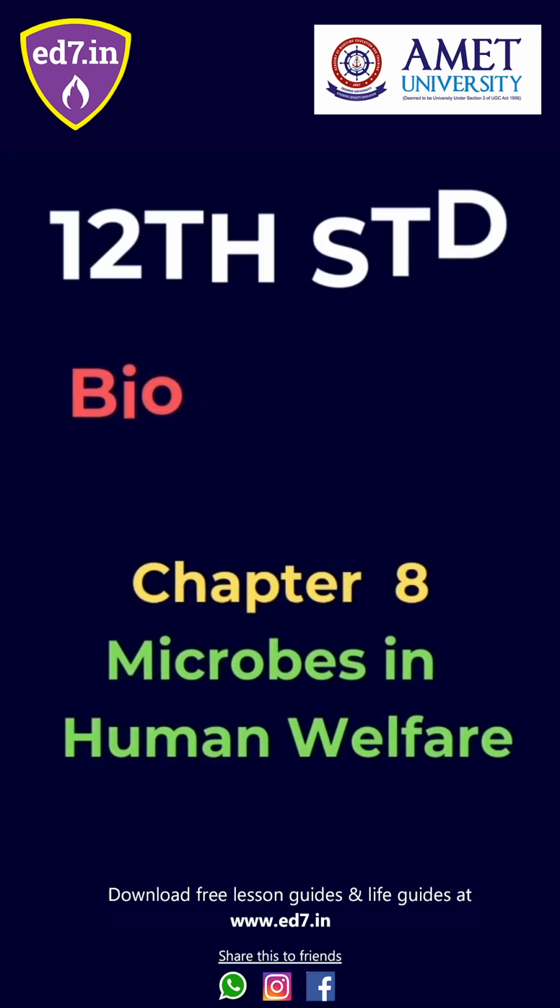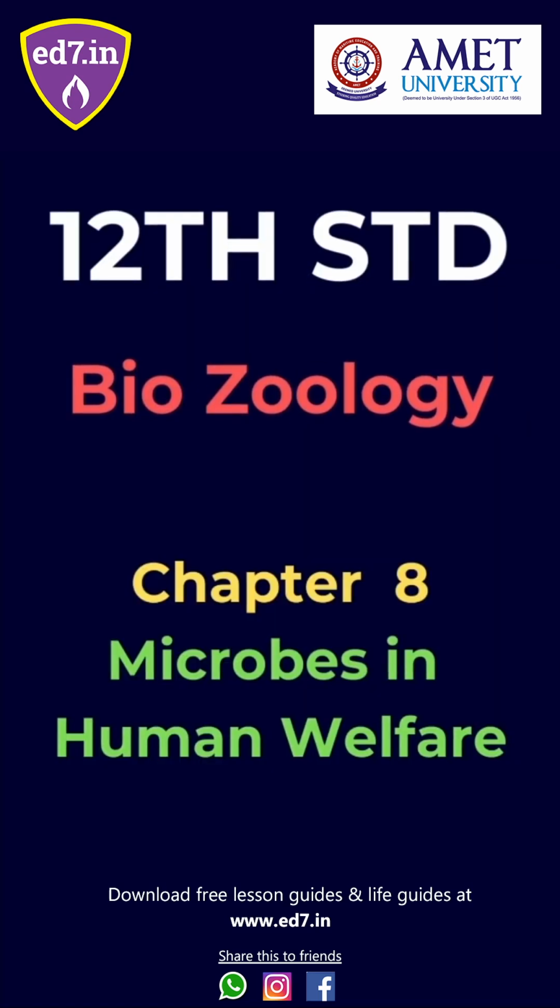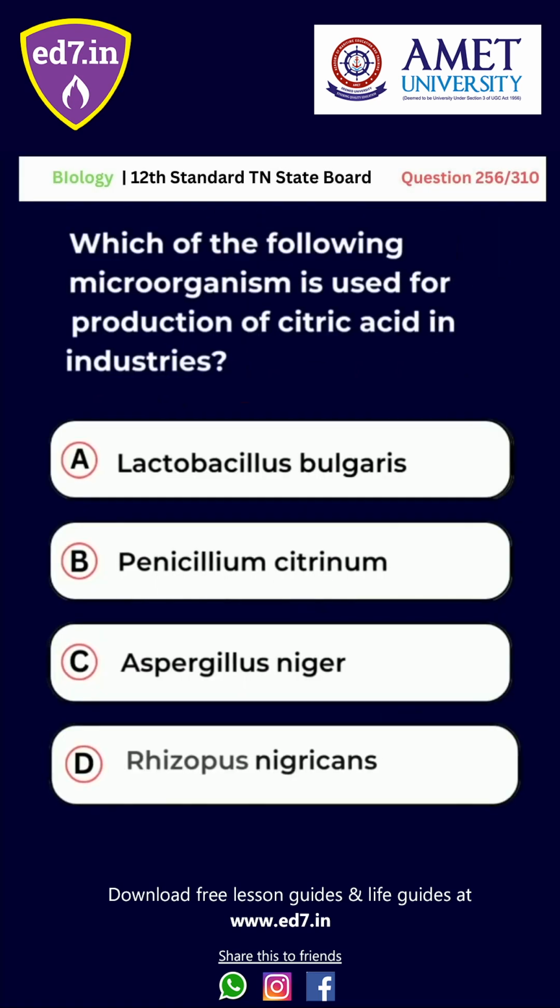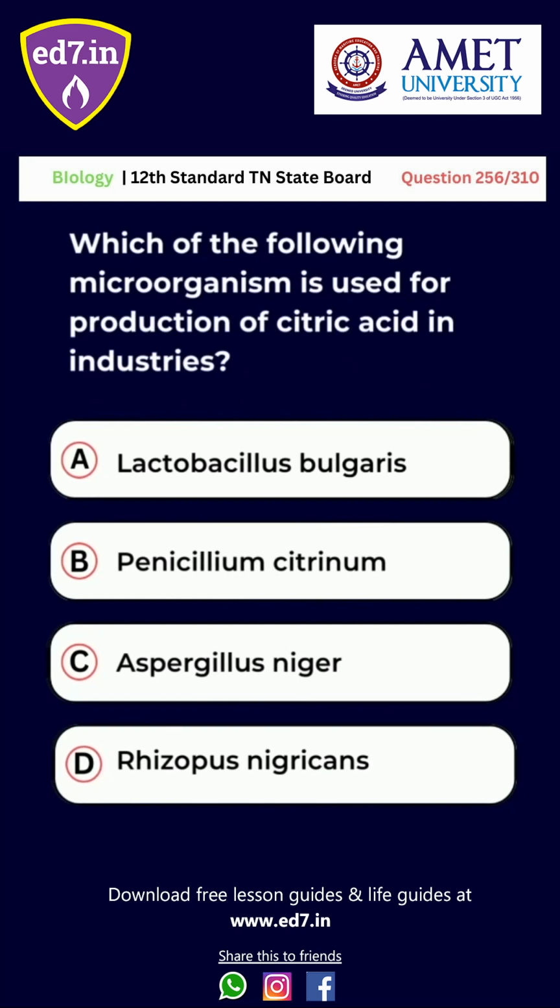Plasma cells. Chapter 8. Microbes in Human Welfare. Question number 256. Which of the following microorganisms is used for production of citric acid in industries? A. Lactobacillus bulgaris. B. Penicillium citrinum. C. Aspergillus niger. D. Rhizopus nigricans. The right answer for this question is option C.